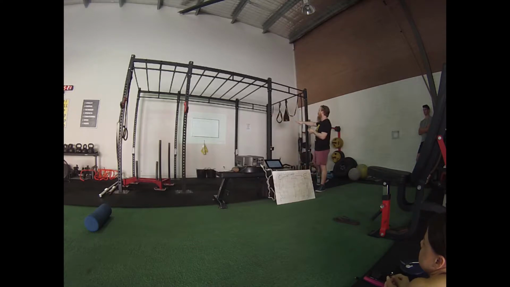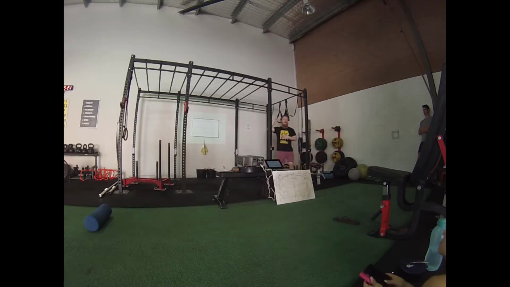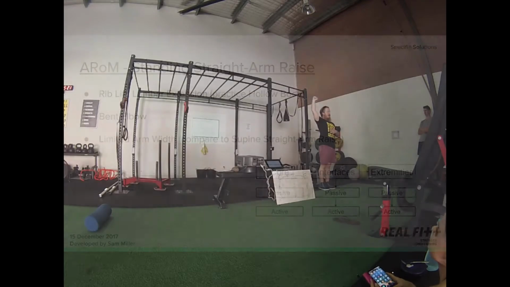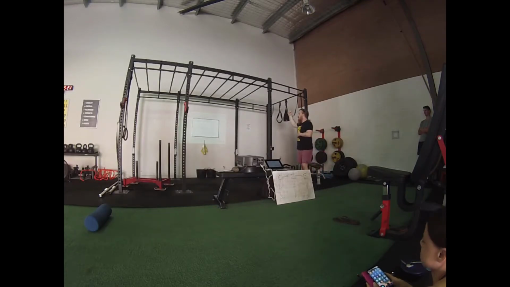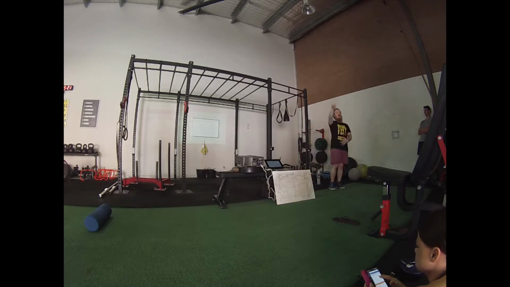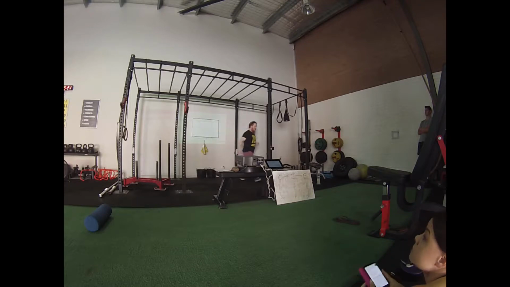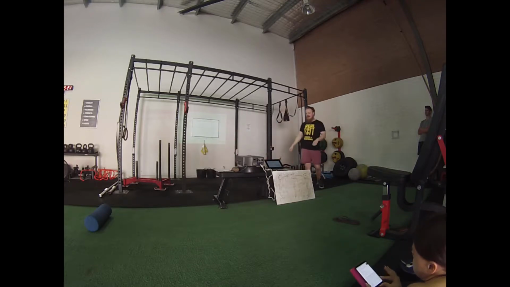Right, so standing straight arm raise, the rib lift, hollow body. Teaching them to follow that position back down. Bent elbow, that's my cue. They're coming hard, they're good, and then they start wanting to bend the elbow as they get back to end range. Compare it to your passive assessment, supine straight arm raise. You go, well, I know they can get here without bending the elbow, so now your work needs to be, why can't they get there on their own? What's holding them back? So you start going through that compartmentalization process. Limited arm width, again, go back to the passive assessment and find out what their limitation actually is.